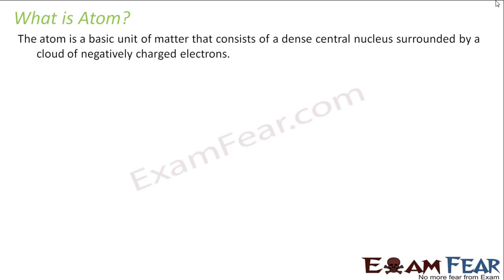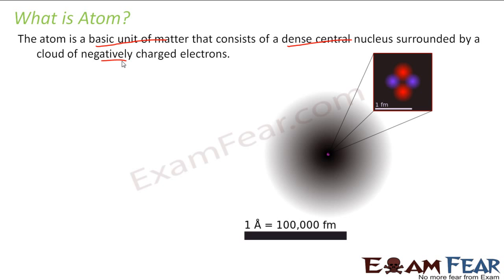The first question that should come to our mind is, what is atom? Atom is nothing but a basic unit of matter. Please note, it's a basic unit of matter and this consists of a dense central nucleus surrounded by a cloud of negatively charged electrons. So if you see, atom looks like this.